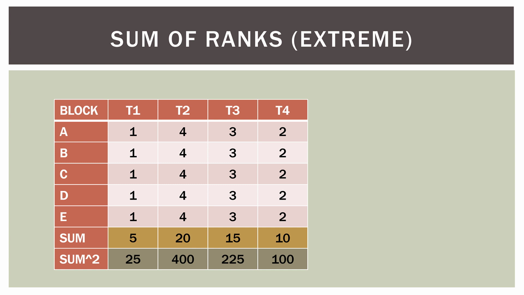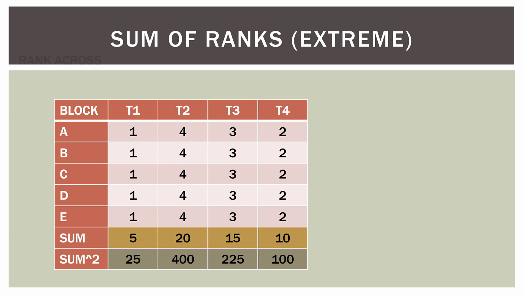Now what we have here is an extreme case where all 4 treatments are rated the same order by each block. So you can see that block A has T1 as 1, T2 as 4, T3 as 3, and T4 as 2. Again, those are ranks. Then block B has the same, C has the same, and also D and E. So this is an extreme example.